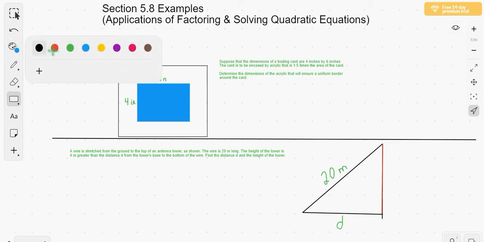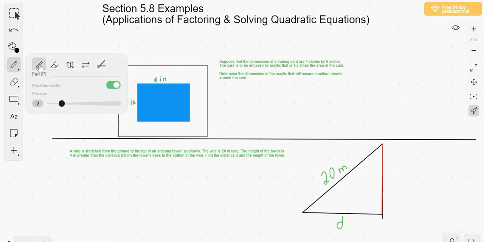So first, let's use the drawing tool. They tell us that the trading card's 4 by 6, so we know that the area of this is 24 inches squared, because that's 4 times 6. And they're telling us that the card is being encased by acrylic that is 1.5 times the area of the card.